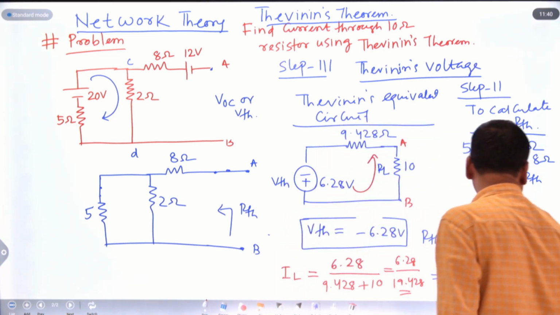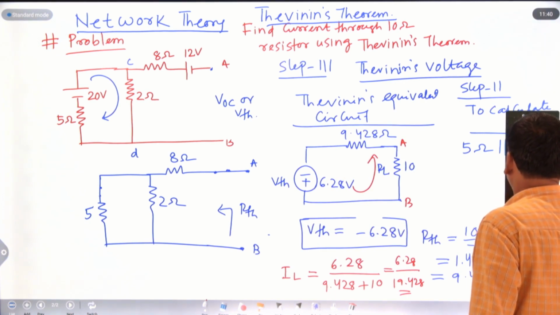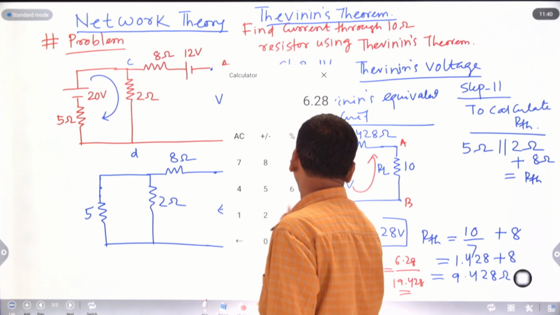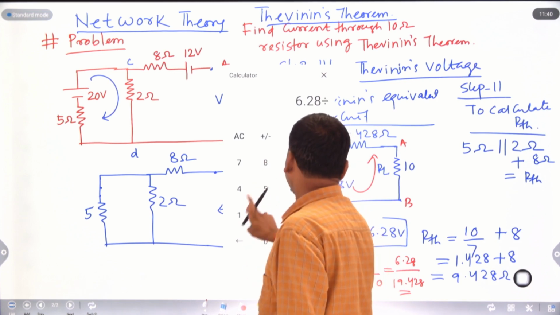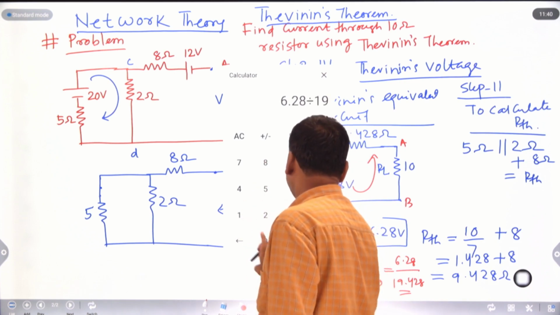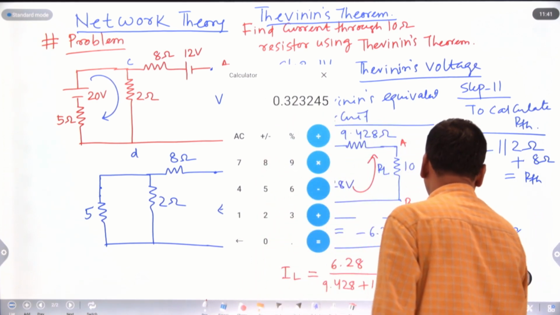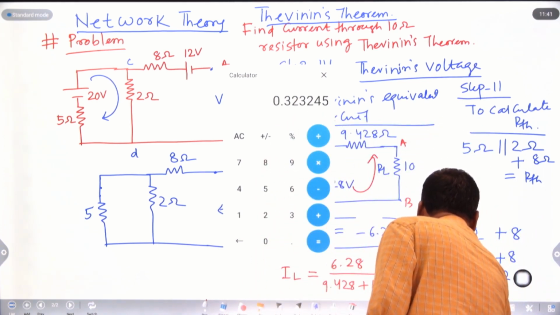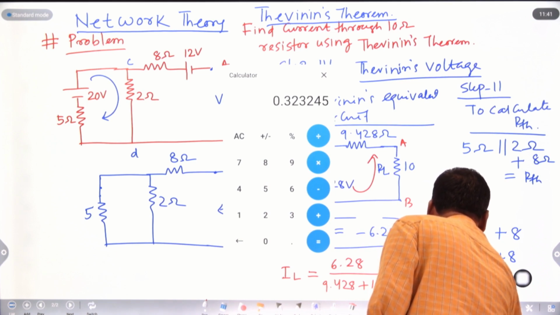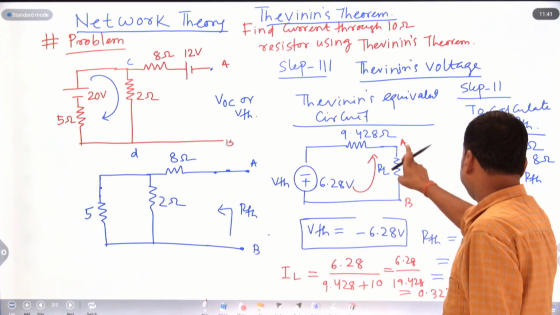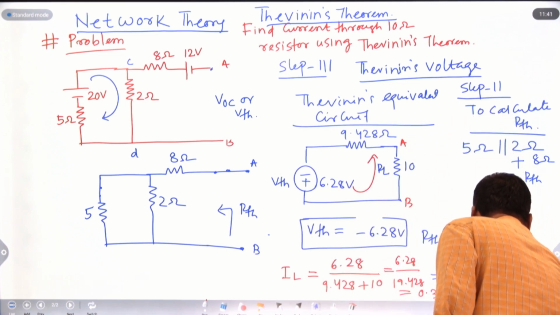By using a calculator, 6.28 divided by 19.428, the value is around 0.323. That is 0.323 ampere, and the direction must be mentioned. The direction is what? The current flows through the B to A. On the right side you can write B to A.